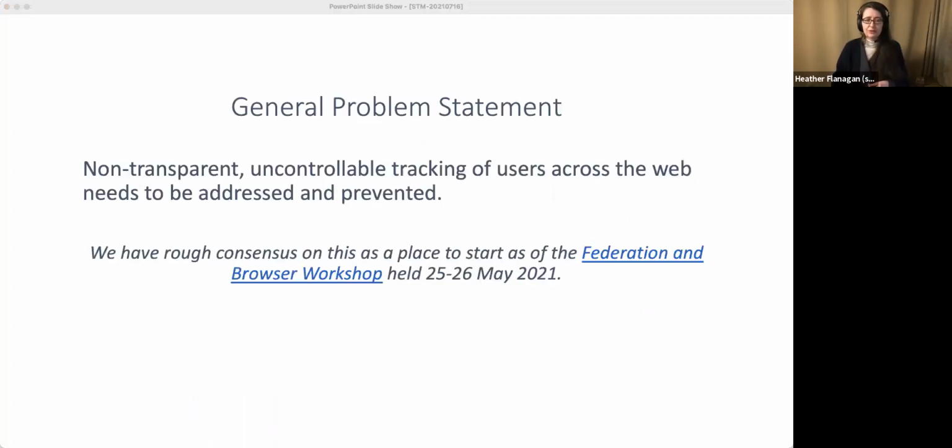So, okay, the general problem statement here. Non-transparent, uncontrollable tracking of users across the web needs to be addressed and prevented. This was where we got to during a workshop called the Federation and Browser Workshop held at the end of May. I coordinated that workshop and we had about 80 or 90 attendees, I think, from the browser vendors, from identity providers, really from a variety of different sectors. And that was the rough consensus of what's the problem we're trying to solve.